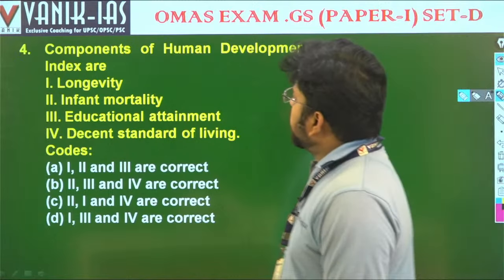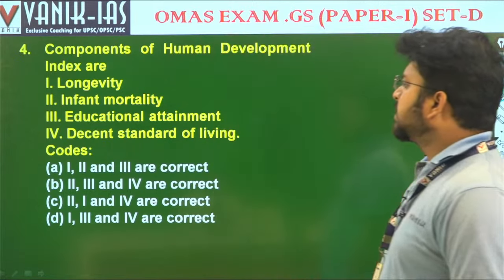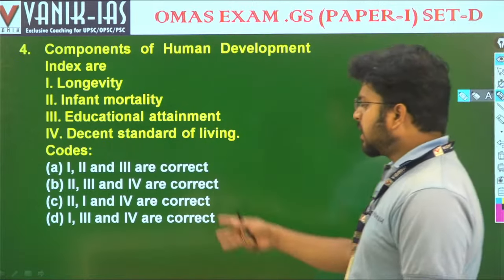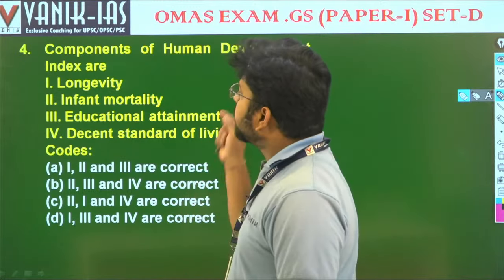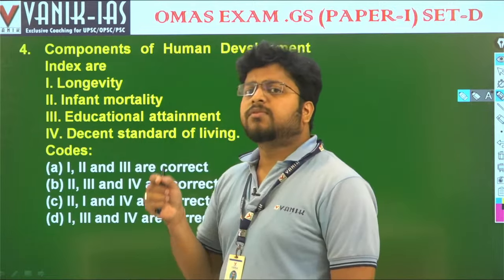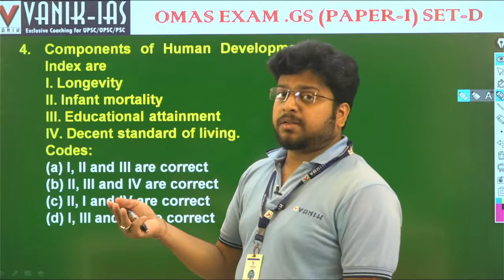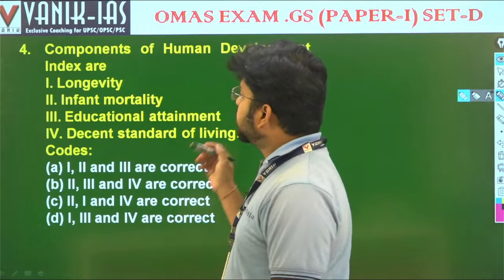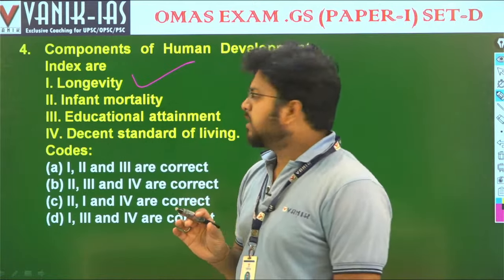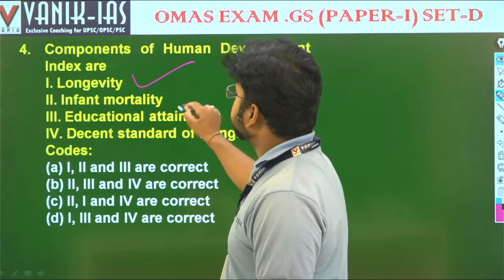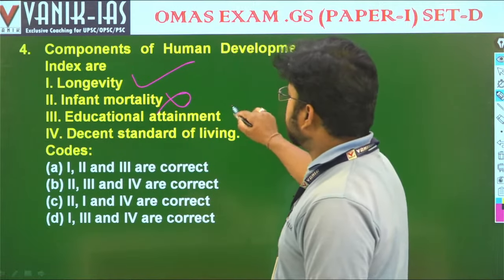Next, components of Human Development Index are longevity, infant mortality, education attainment, and decent standard of living. Here, 3 options are right; any 3, 1 is wrong. In case of SDI, we have life expectancy at birth, so instead of that we can write longevity. There is no mention of infant mortality, so we can cut it. Education attainment, yes, and decent standard of living, these 3 are included.